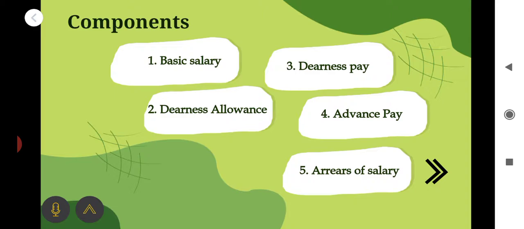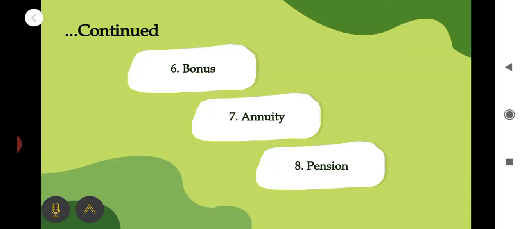First one, that is basic salary. As we know, basic salary means at the time of appointment of an employee, there should be an agreement to offer basic salary. Then next one, dearness pay, dearness allowance, advance pay, arrears of salary, bonus, annuity, pension, etc. So see one by one.